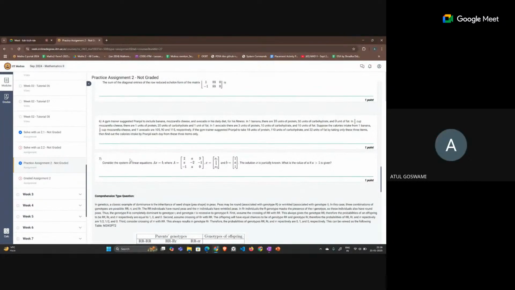Consider the system of linear equations Ax equal to b, where A is this, x is this, and b is this. The solution x is partially known. What is the value of a if a is greater than or equal to 1? And this question is again the same, I guess. Can you tell me? I just solved two questions. Do you have any idea how to solve this now?